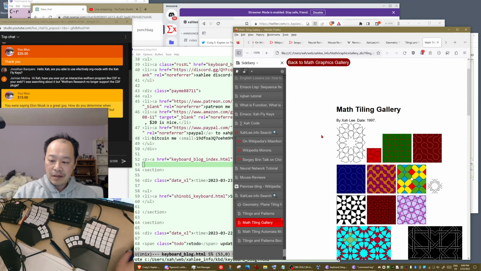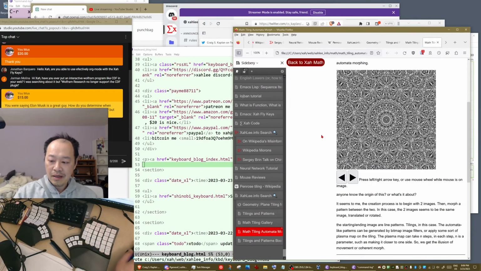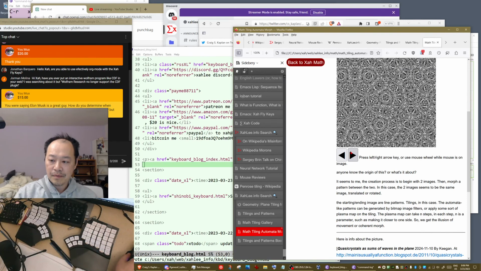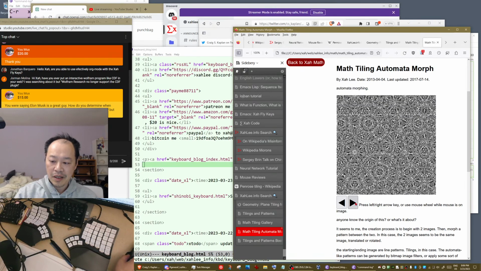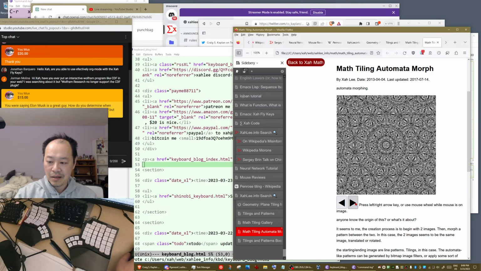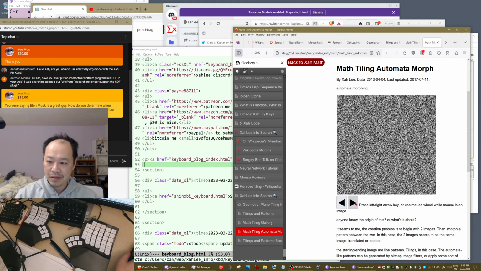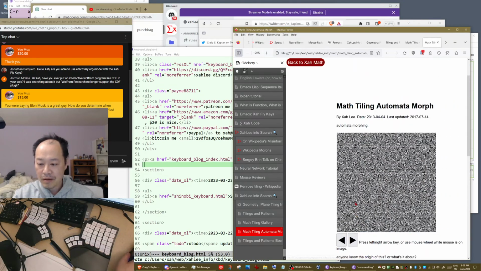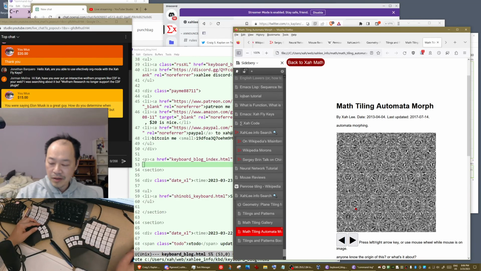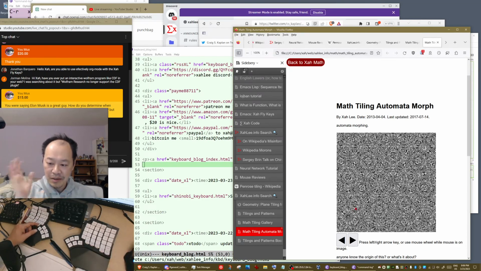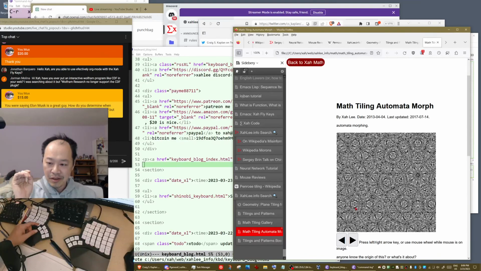So here's the tilings, and here is something I found online. Very interesting. It's a plot of gas physics or something. You can see it move, beautiful, by pressing the arrow key.